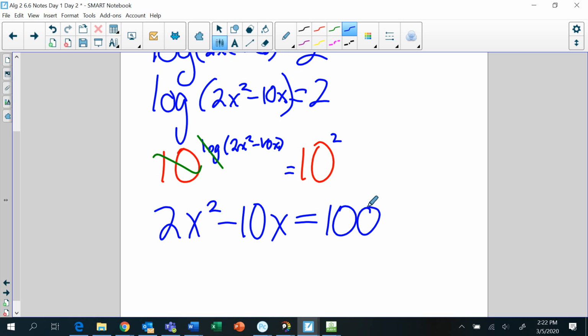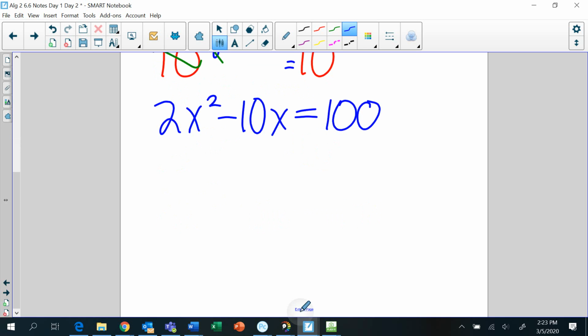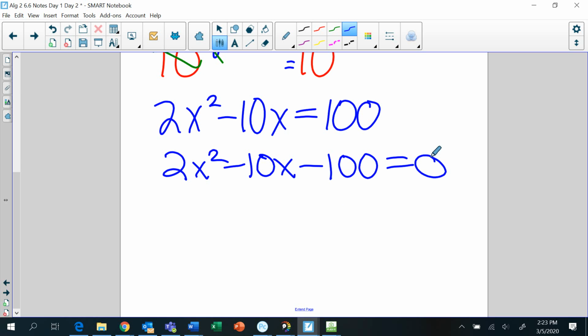Okay, so now we have no more logs, but now we have 2x squared minus 10x equals 100. Our goal is to solve for x. Would you subtract 100 to get a trinomial? I would subtract 100 to get a trinomial because when we see 2x squared and a 10x, we're going to be factoring, quadratic formulating, or completing the square. 2x squared minus 10x minus 100 equals 0. Set it equal to 0. What's my next step? Factoring.